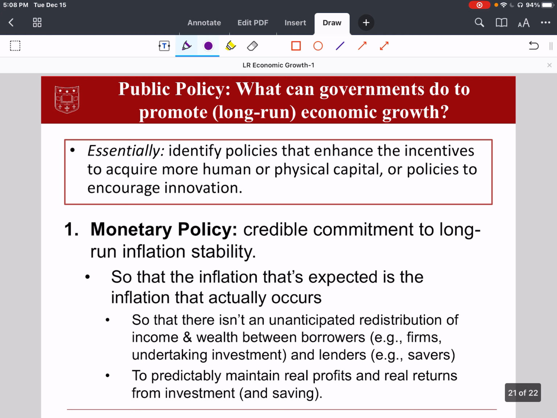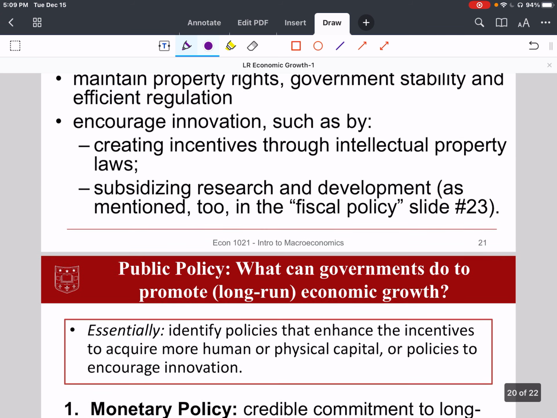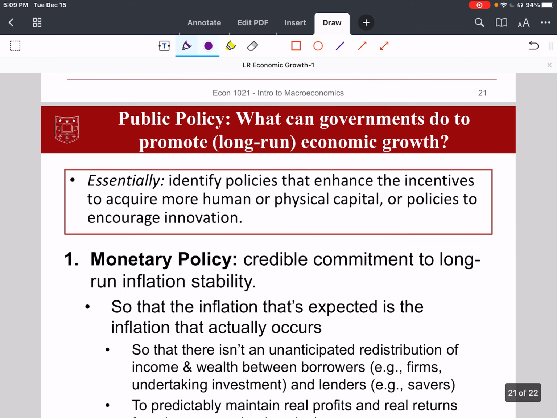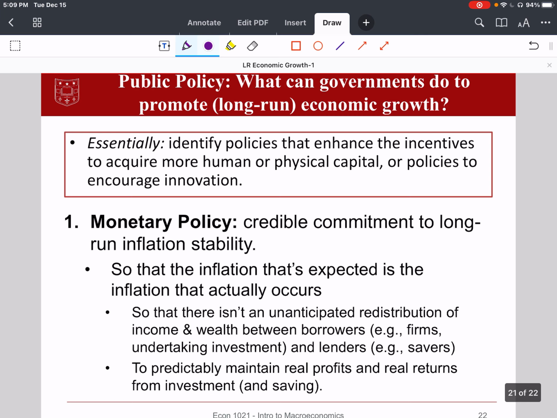So, in concert with this, I want to think about what governments can do to promote long run economic growth. What do we mean by these well-designed policies? Creating incentives through intellectual property laws, fine, but what else? Well, we've talked about monetary policy and fiscal policy, so let's round this out with an eye towards promoting long run economic growth. Essentially, what we're talking about is in what way can policies be created that enhance the incentives to acquire more human capital or physical capital, or positively affect the policies that encourage innovation.